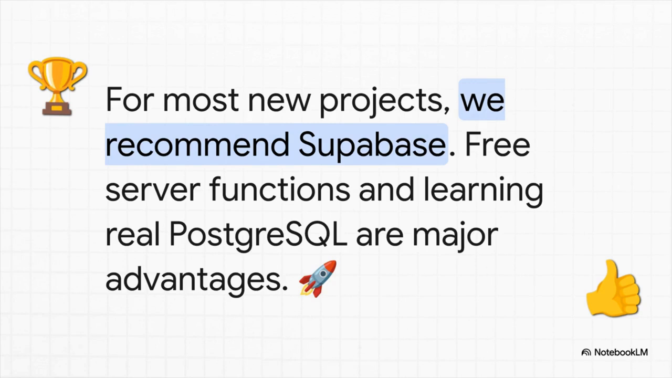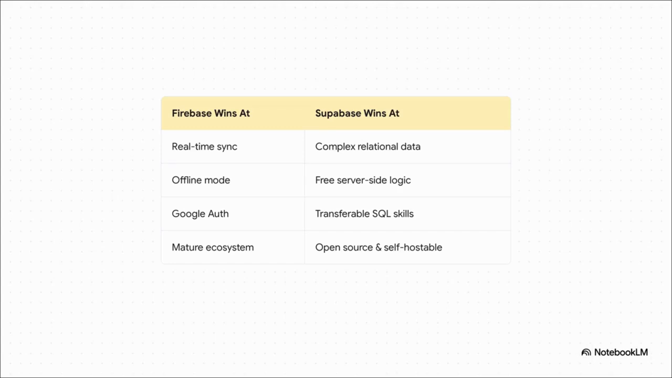And here's a bonus. Learning proper SQL with PostgreSQL is a skill that will make you more money and open doors for you no matter what you build next. It's universally valuable. So let's just recap it one last time. Firebase is the king of real-time, it's amazing for offline apps, and has a massive, mature ecosystem, no doubt. But Supabase wins on giving you free server functions, the raw power of SQL for complex data, and the fact that it's open source.